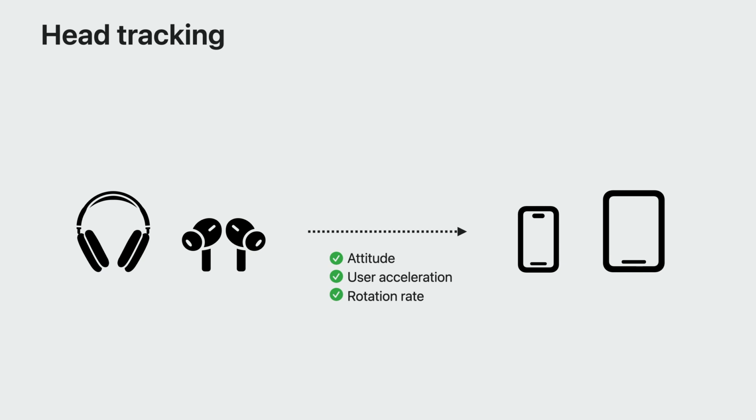By streaming attitude, user acceleration, and rotation rate data to a connected iOS or iPadOS device, you could track the way your head moves. Head tracking unlocked a lot of cool features, from gaming to fitness applications. And now, this year, CMHeadphoneMotionManager is coming to macOS. Let's go through some details.